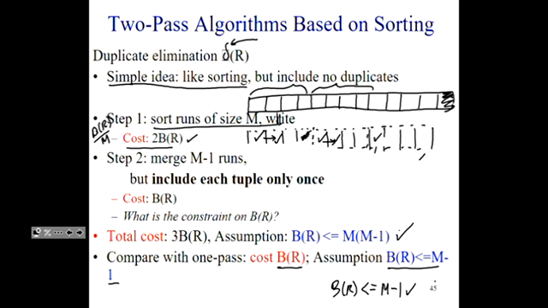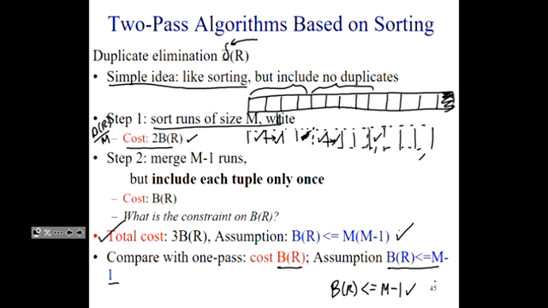Okay, so compared with the one-pass approach, the cost is B(R), and the assumption is more stringent for the one-pass approach. B(R) has to be less than m minus 1 as opposed to m times (m minus 1). So if B(R) is larger, then we will need to use the two-pass approach.